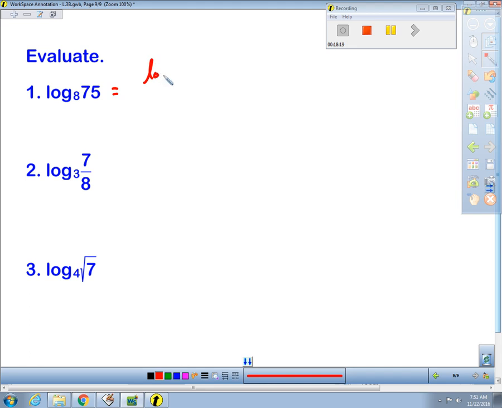This is the log of 75 over the log of 8. Now, what base did I change that to? I changed it to base 10, so I can type it in my calculator. I'm going to do that right now. The log of 75 divided by the log of 8. Hopefully I get a number slightly bigger than 2. It's about 2.08. There we go.